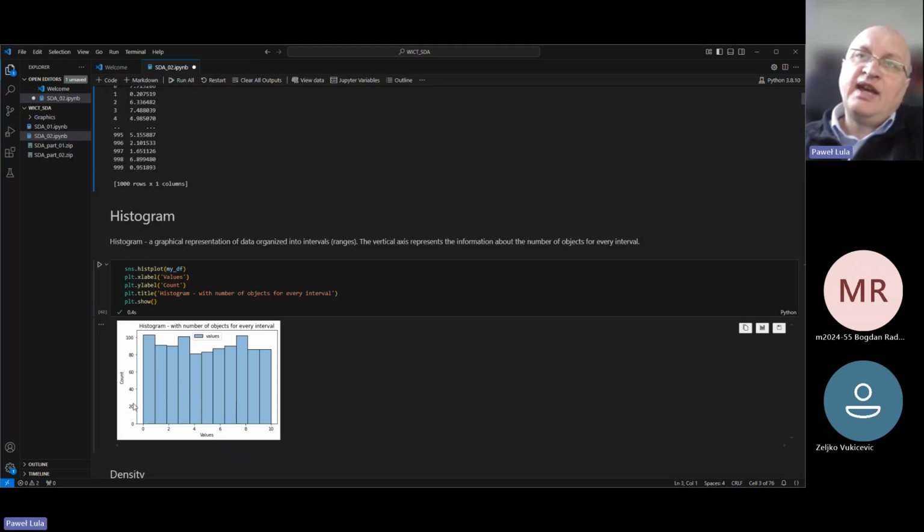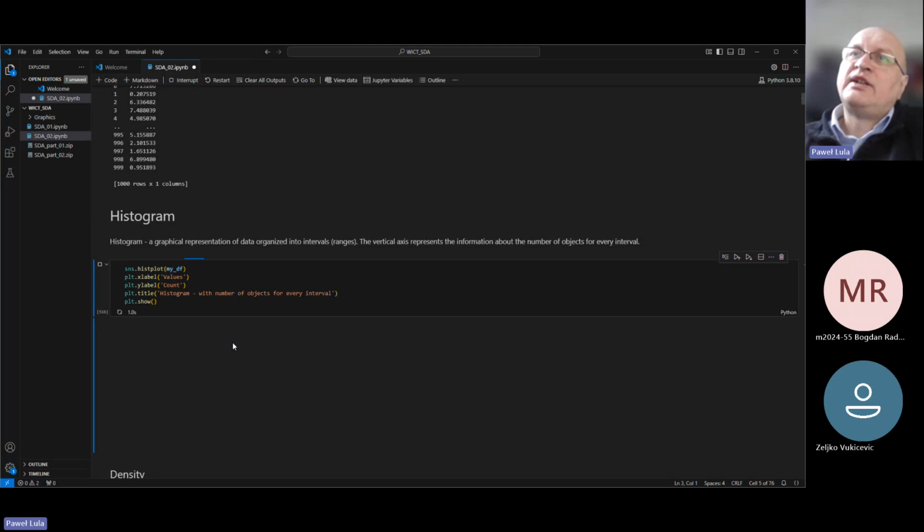Here on the axis, we have the count, the number of observations, and its value is very often described as the count of elements in every interval, or frequency. Frequency also in this context means the number of elements in every interval. And we see how many values we have in every interval.